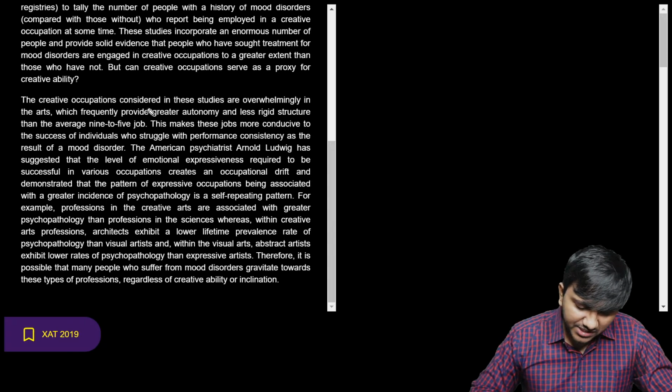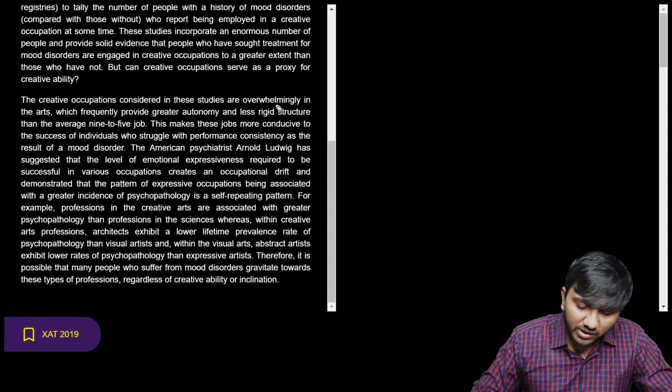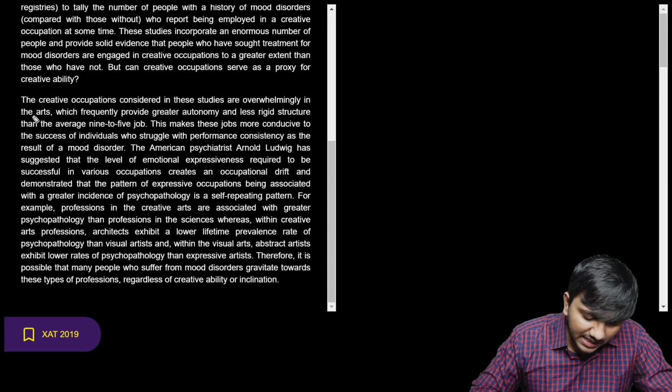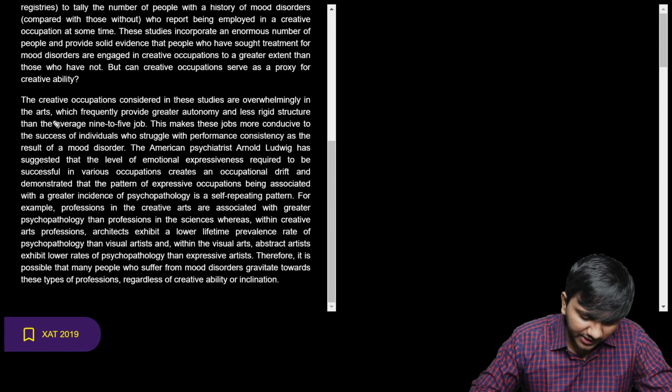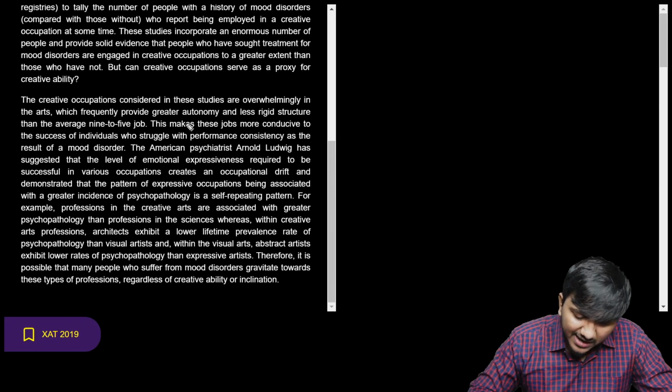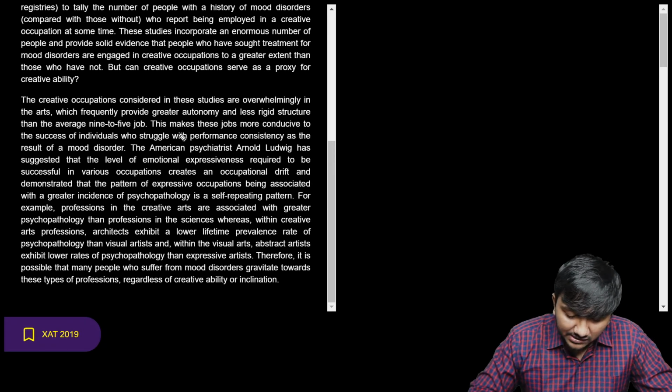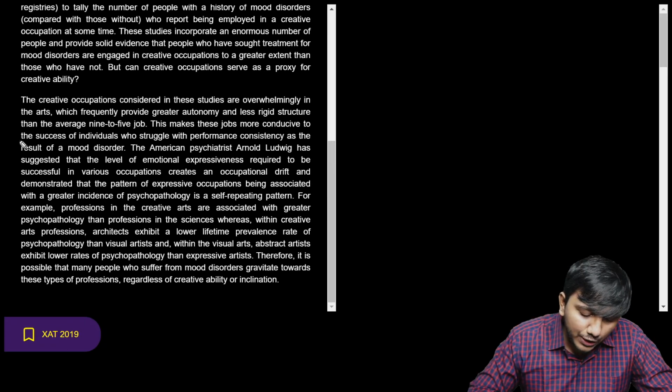The creative occupations considered in these studies are overwhelmingly in the arts. Because in the arts only you can have more of creative things, right? Which frequently provide greater autonomy and less rigid structure than the average 9 to 5 job. This makes these jobs more conducive to the success of individuals who struggle with performance consistency as a result of mood disorder. Kind of makes sense.